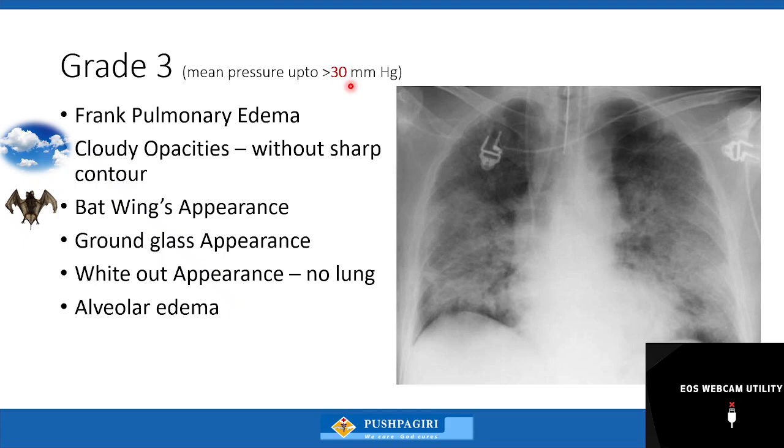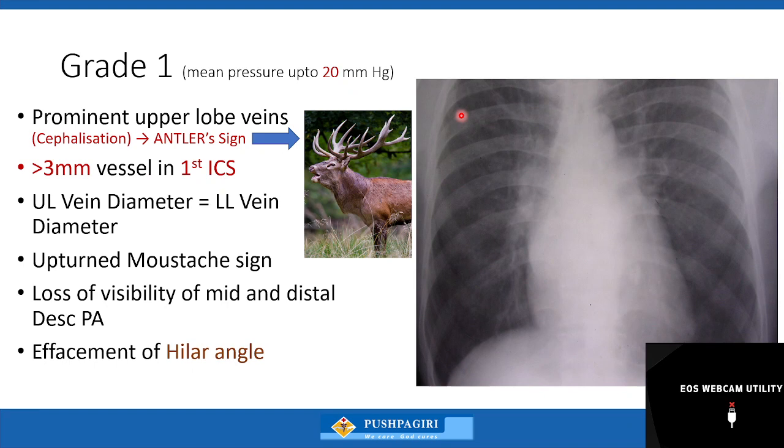In grade 1, we see prominence of the upper lobe veins, otherwise called cephalization, or the antlers horn sign, or upturned mustache sign. The antler is deer-like, so it resembles the horn of a deer in the upper lobes. That is why it's called the antlers horn sign. In the first intercostal space, a vessel diameter of more than 3 mm can also be seen. The upper lobe pulmonary vein diameter will be equal to the lower lobe diameter.